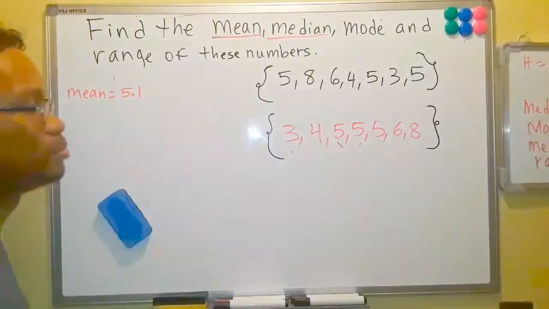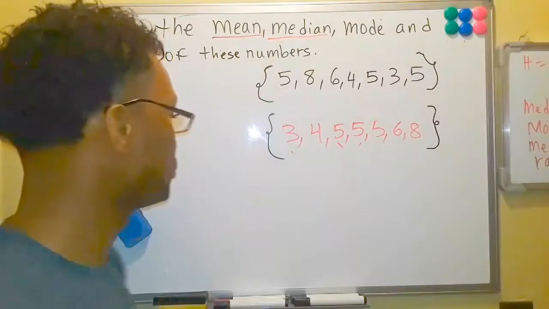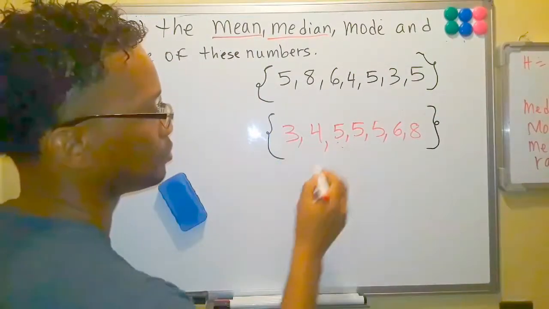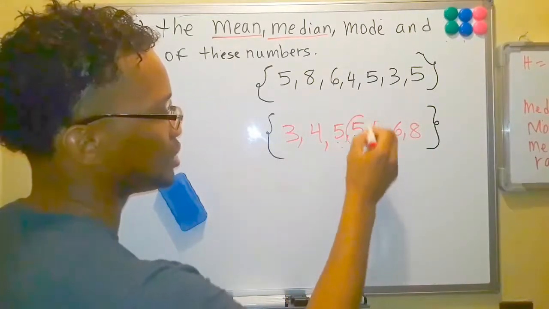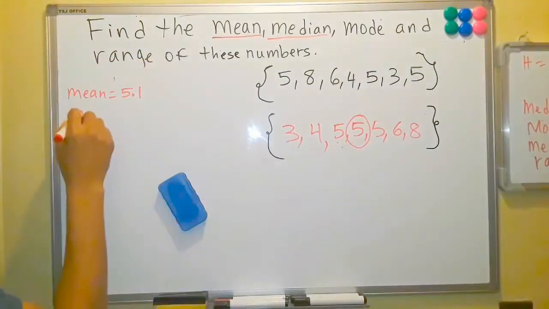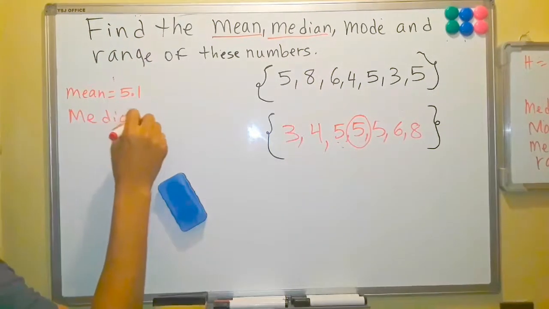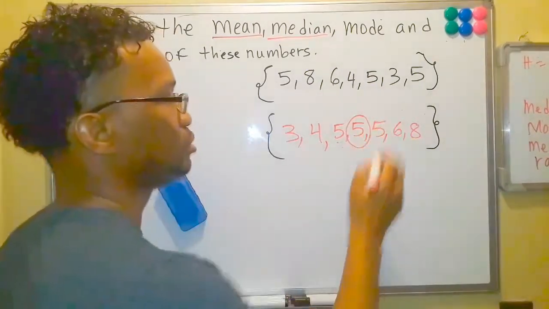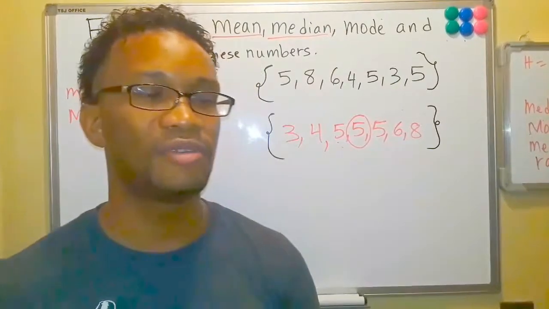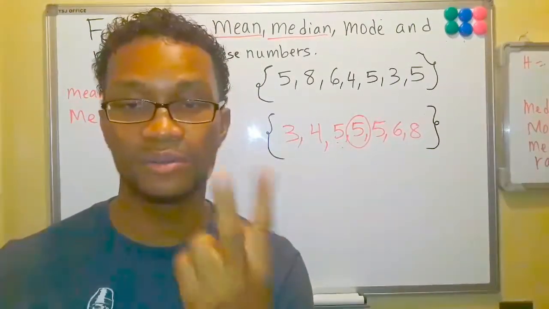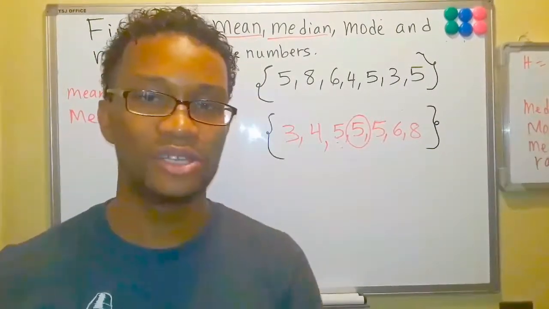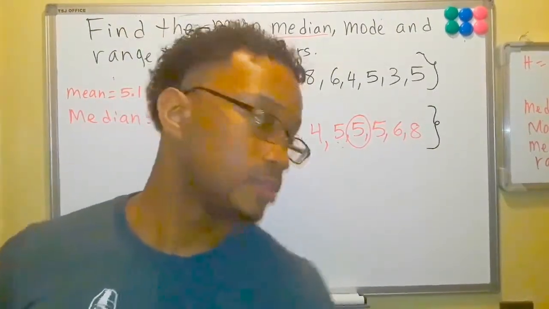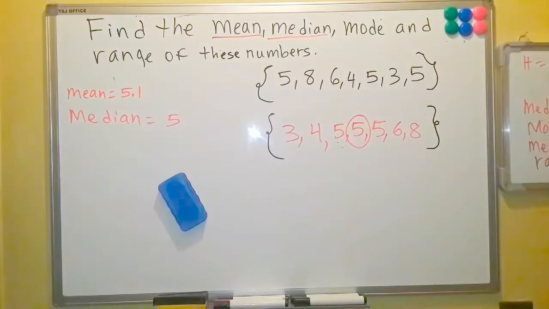So here the median, it's easier when it's odd numbers. Since it's only 7 numbers here, the middle number in this case is 5. So your median is equal to 5. But when there's an even number, then you have to add the 2 numbers in the middle and then divide by 2. And then it will give you the median in between those 2. So we got the median.